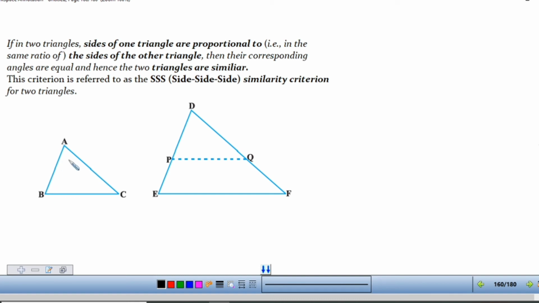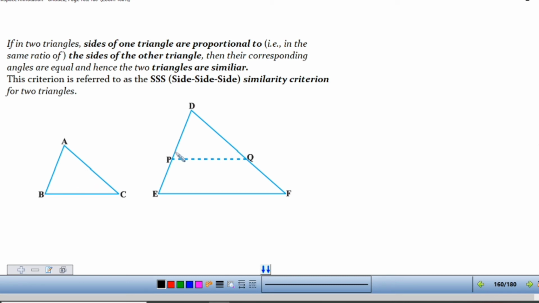If all the three corresponding sides are in the same ratio. For example, we have two figures here, triangle ABC and triangle DEF. If the ratio of side AB and DE is equal to the ratio of side AC and DF, and that ratio is equal to again the ratio of side BC and EF, then the two triangles are similar. That means if the ratio of all the three corresponding sides are equal, then the triangles are similar.